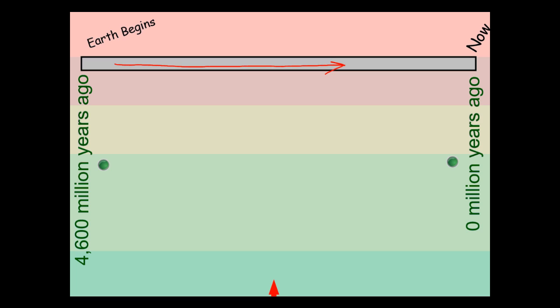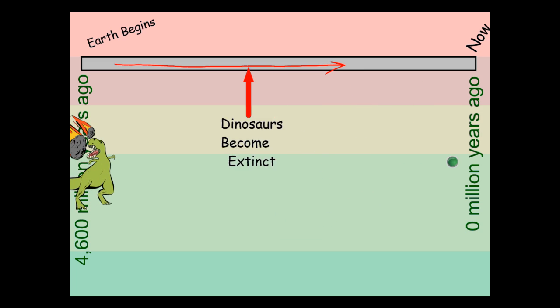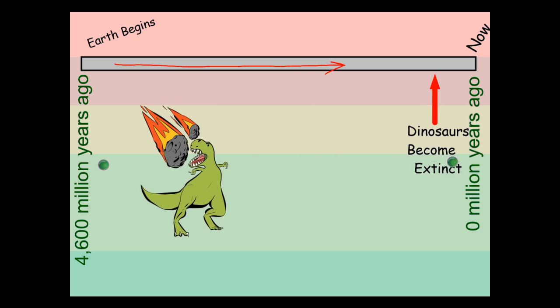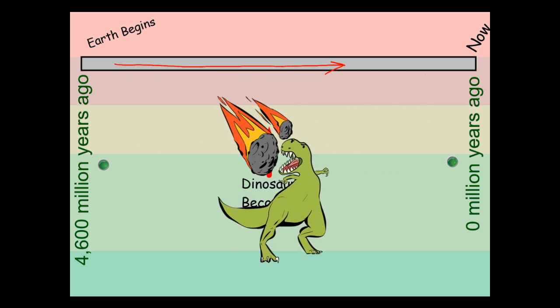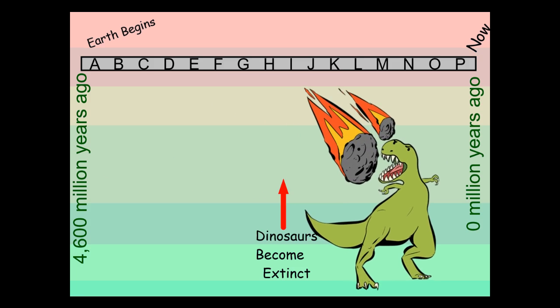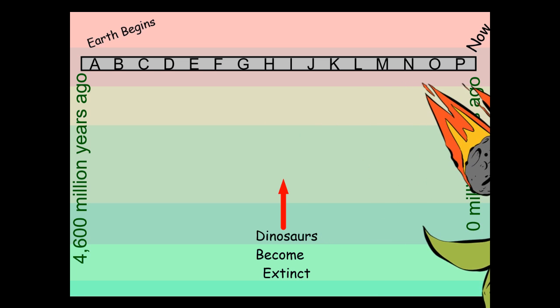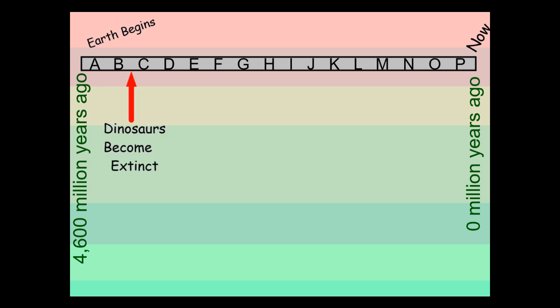Just as the kite experiment was a major event in Ben Franklin's life, the extinction of the dinosaurs was a major event in the history of the Earth. Where do you think dinosaurs becoming extinct would go on this timeline of the Earth? Next to which letter would you put dinosaurs becoming extinct?